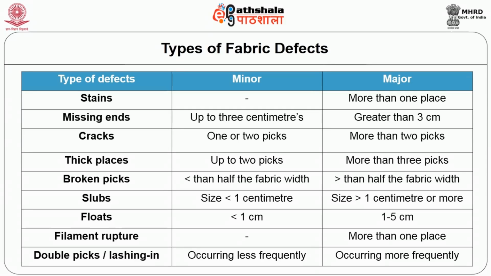Slubs in the size range of less than 1 centimeter are considered a minor defect, and slubs greater than 1 centimeter are considered a major defect. Floats with a float length of less than 1 centimeter are considered a minor defect, and lengths greater than 1 centimeter up to 5 centimeters are considered a major defect. Similarly, filament ruptures occurring at more than one place are considered a major defect. Double picks and lashing in, if occurring less frequently, are considered a minor defect, and if more frequently, a major defect.